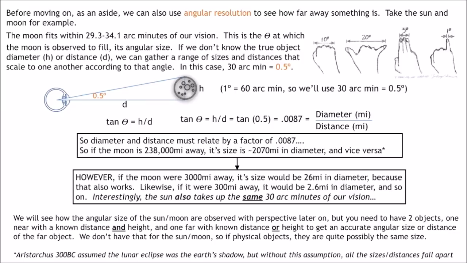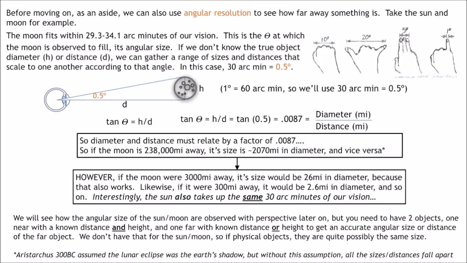But going back to the moon example, again, we need a ratio of 0.0087 of diameter to distance. So if the moon is a known distance away, then we can calculate its diameter. Or if we know for a fact its diameter, we can calculate how far away it is. So if it's 238,000 miles away, its size is therefore about 2,070 miles, which is what the heliocentric model believes to be the case.